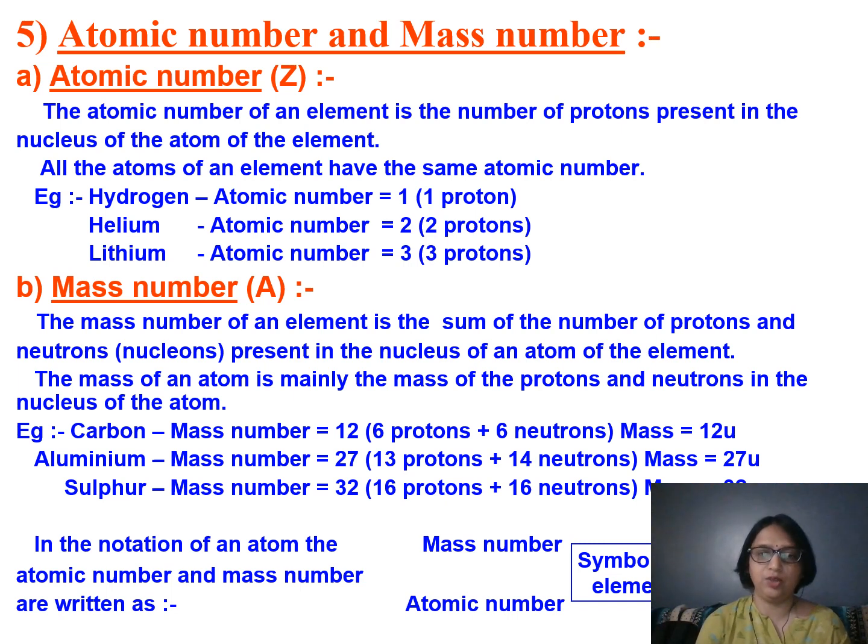Sulfur's mass number is 32, with 16 protons and 16 neutrons, so the mass will be 32 u. In the notation of an atom, the mass number, that is A, and the atomic number, Z, are written like this: when the element is X, we write A on the upper left-hand side and the atomic number Z on the lower left-hand side of the symbol of the element.